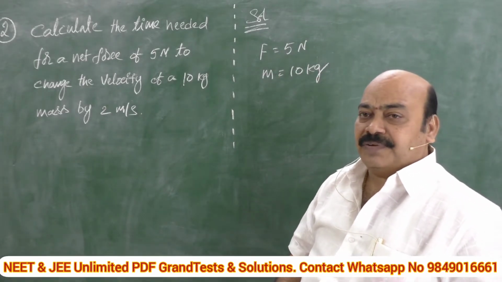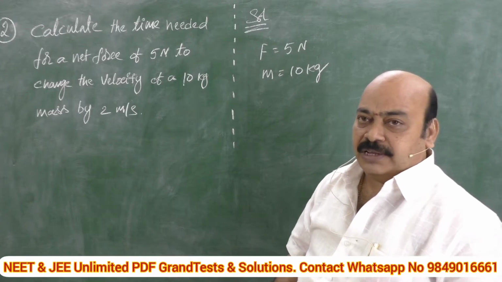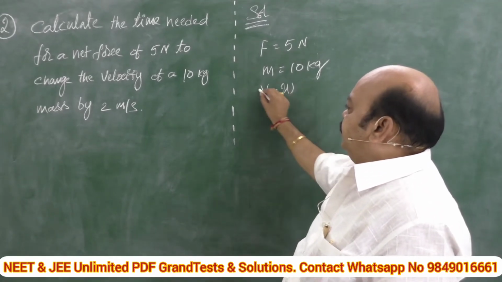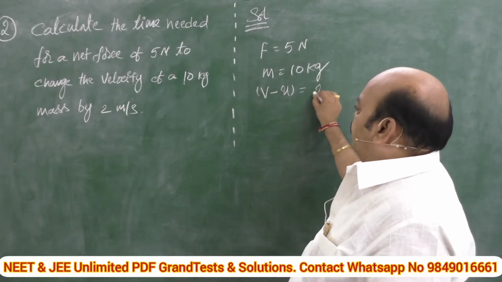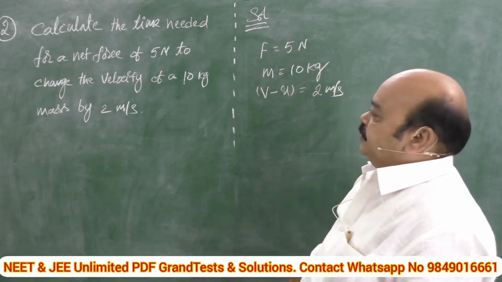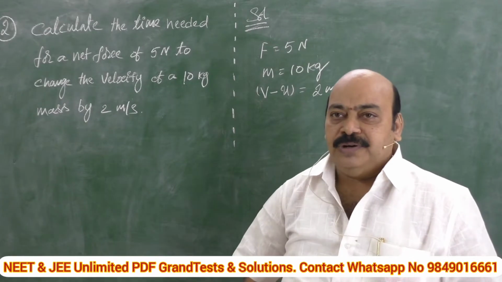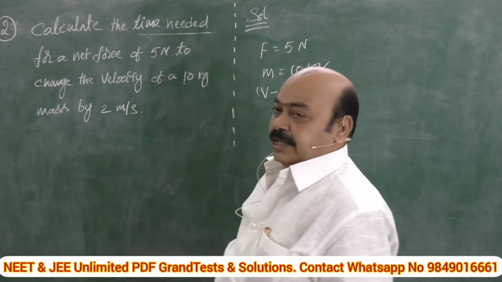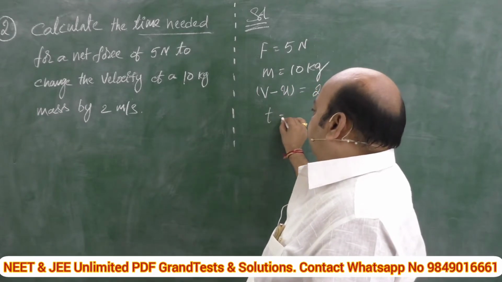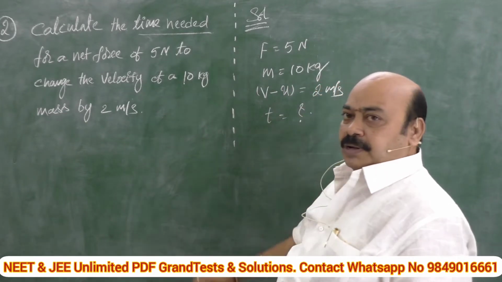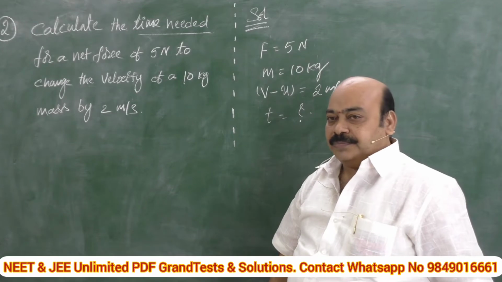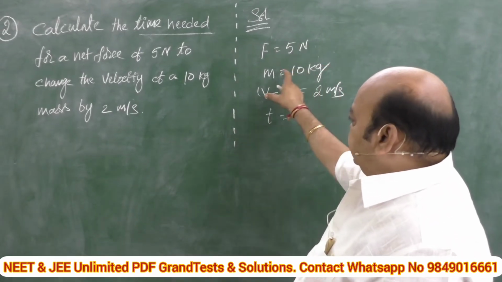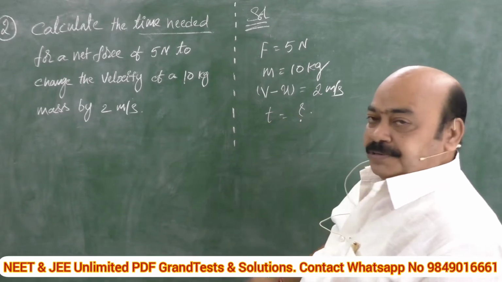What do you mean by change of velocity? Final velocity minus initial velocity, nothing but v minus u, is given as 2 meter per second. What we are going to calculate is the time needed. That's why simply t is equal to question mark. Which factor relates these items?